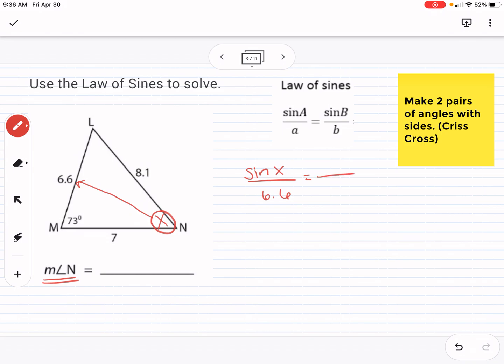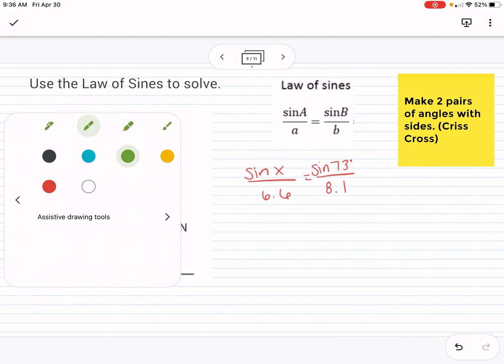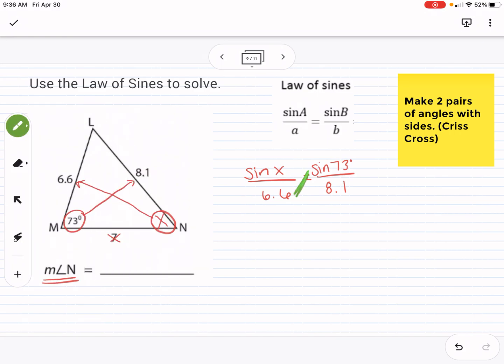Then I need to pair another side with an opposite angle. The only other angle given is 73. So I would pair that with the 8.1. So the 7 doesn't matter here. Now I'm going to cross multiply the ones we do know. So 6.6 times sine 73. And I'm going to divide by the one that's across from x, the 8.1.